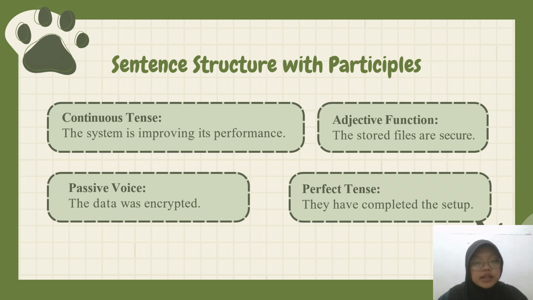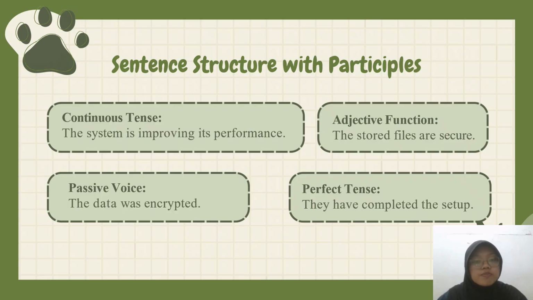Okay, let's look at various common sentence structures. We have continuous tense. This system is improving its performance. Here, "improving" is a present participle combined with the linking verb "is." It forms the present continuous tense. This means the system's performance is currently increasing.